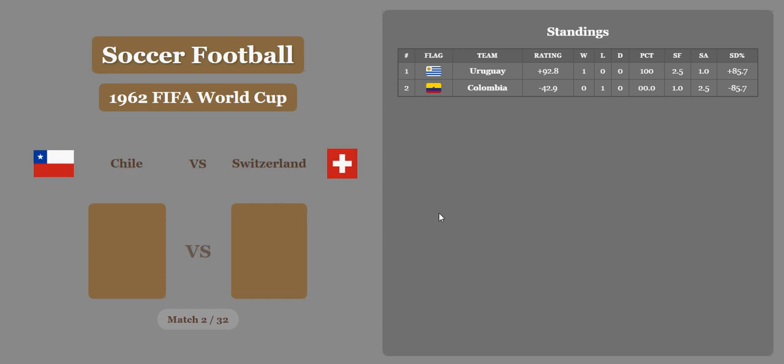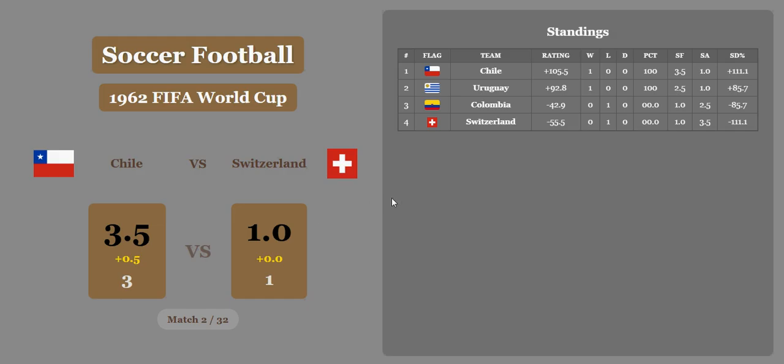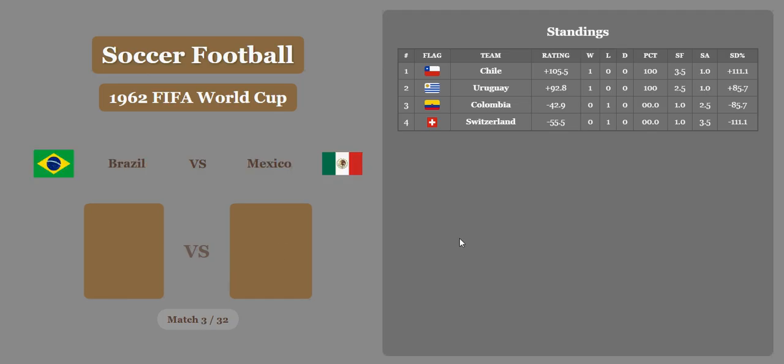Now Chile versus Switzerland. Chile 3, Switzerland 1, a big victory at home. And they're going to get a half goal for the economic difference as well, so 3.5 to 1 is the final. That 0.5 can help you in score difference, but it's also really important in draws because it can turn a draw into a win. So Chile takes first place.